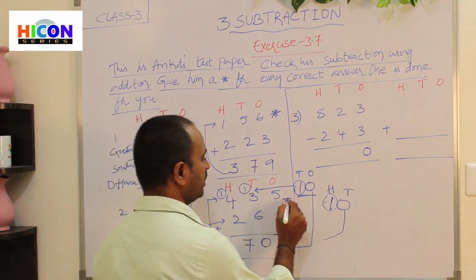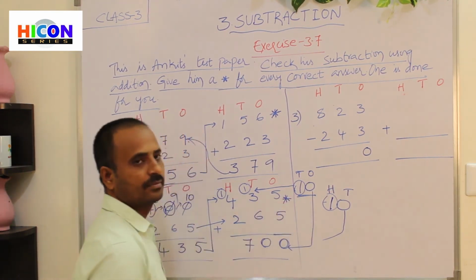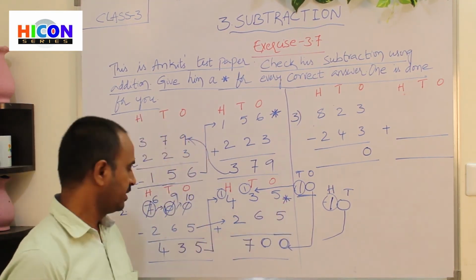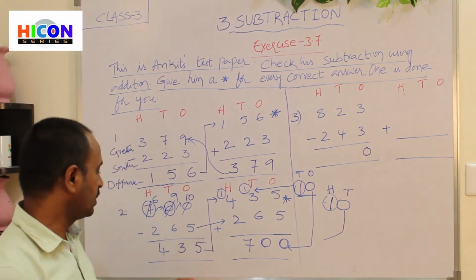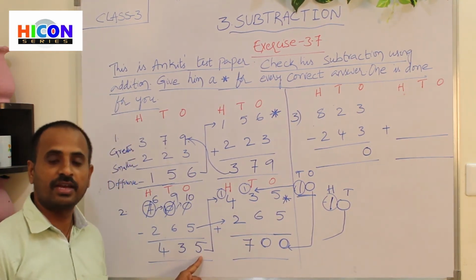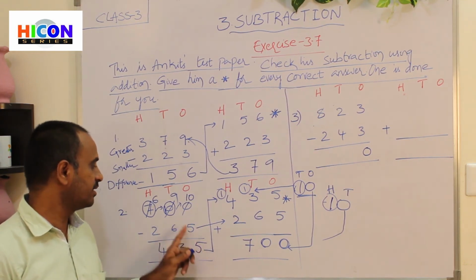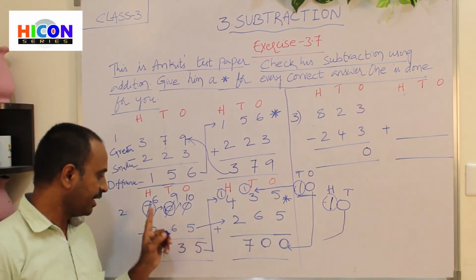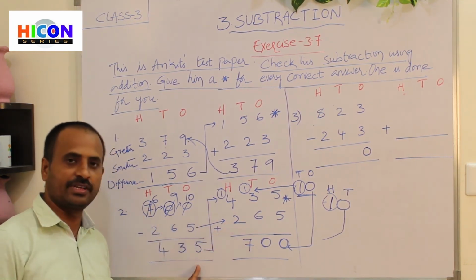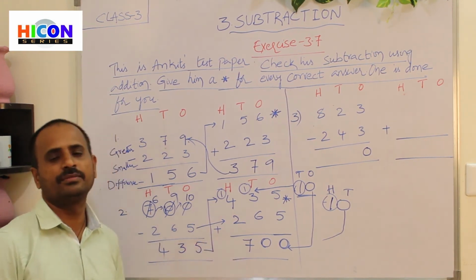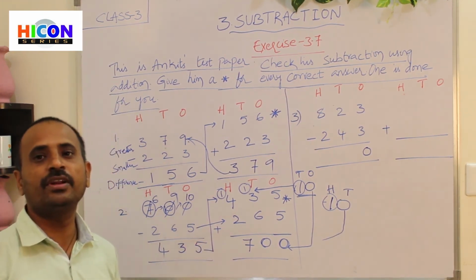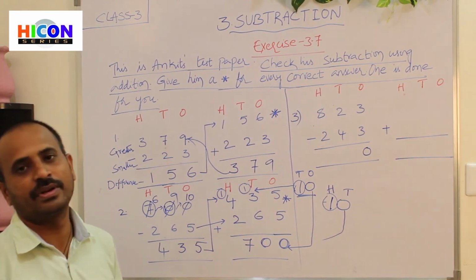So put star mark here. So the subtraction is verified and the subtraction is correct. So our answer 435 is correct, because if we add the smaller number, that means if we add the second number to the difference, we have got the first number. So in this way we can verify our answer. We can check our subtraction.